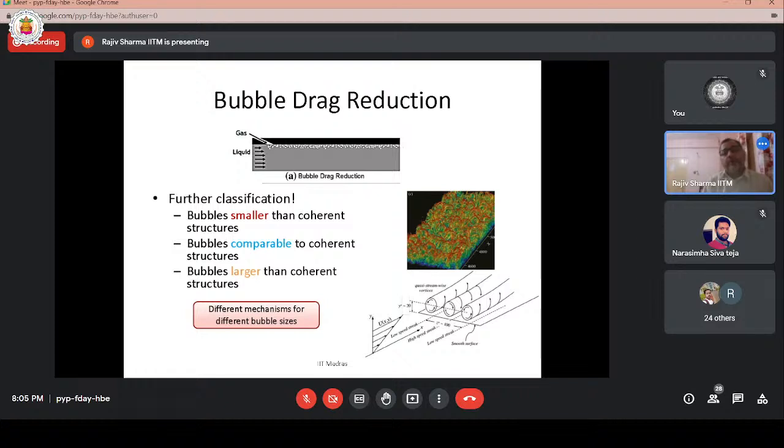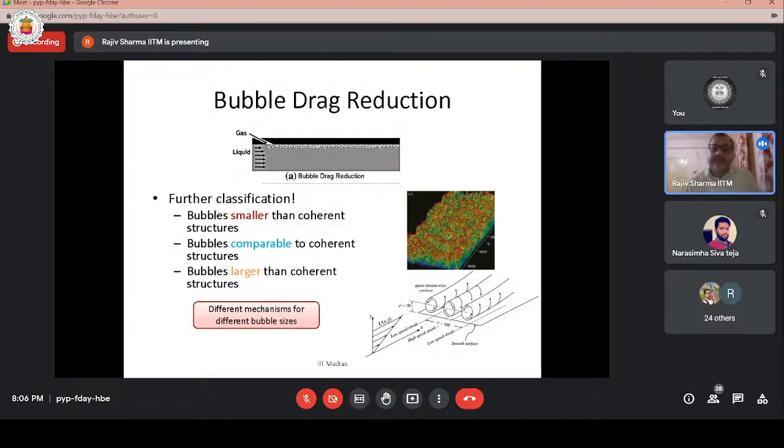Further, looking into the issue, you have bubbles which are smaller than the coherent structure. You have bubbles which are comparable to coherent structures. You have bubbles which are larger than the coherent structures. And different mechanisms for different bubble sizes are possible.